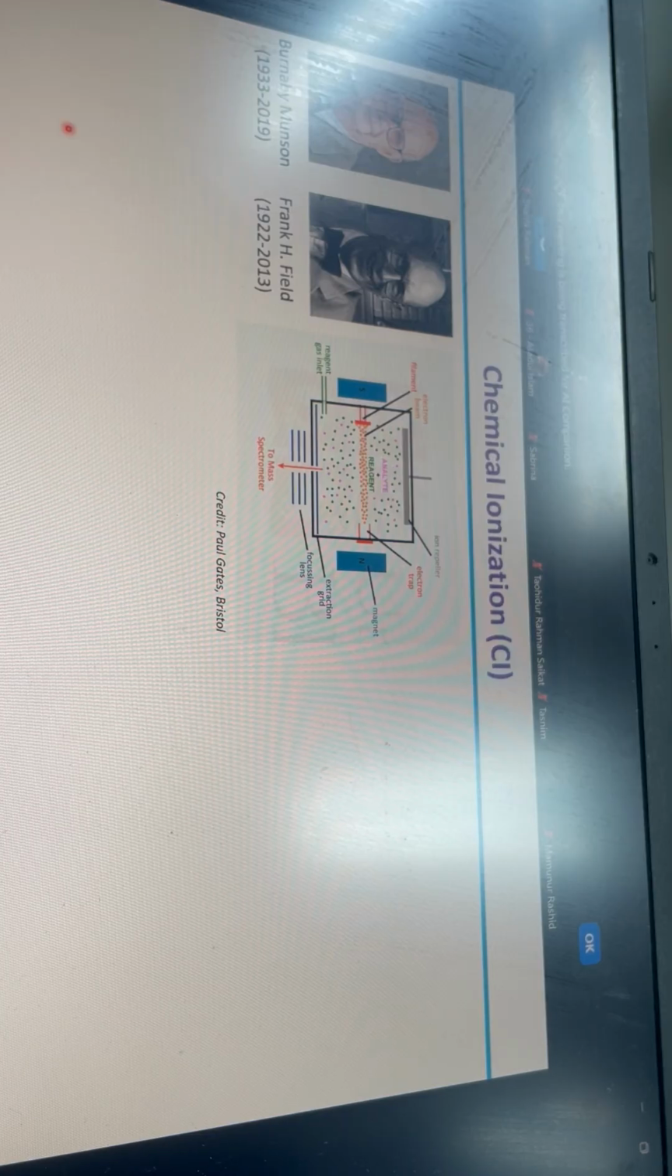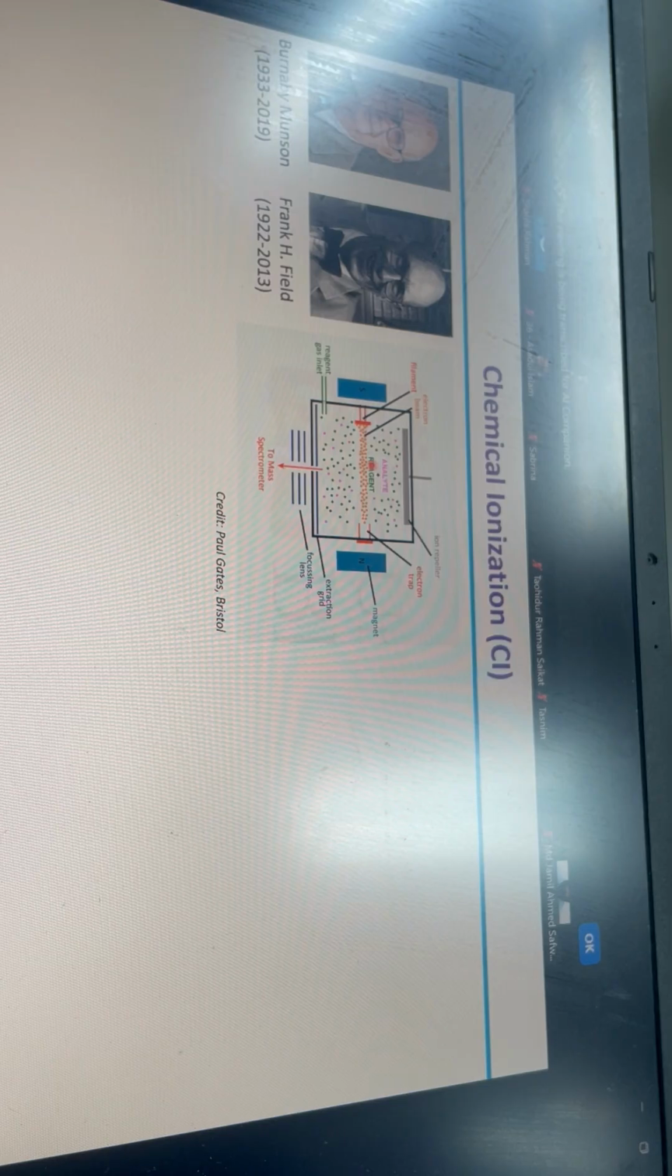So they thought that if they introduce some kind of gas, and ionize that gas by electron, then the gas would actually ionize the analytes. That way you can soften it, you can make it soft.